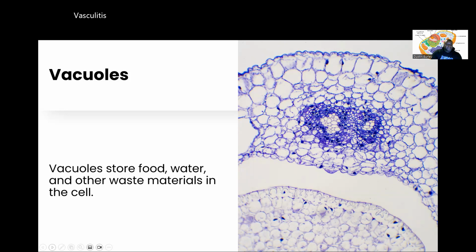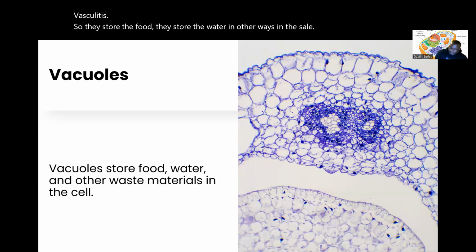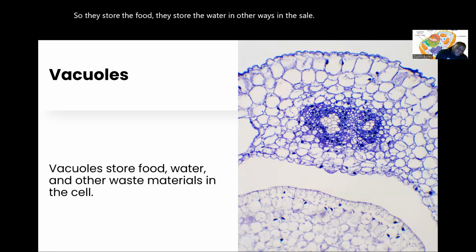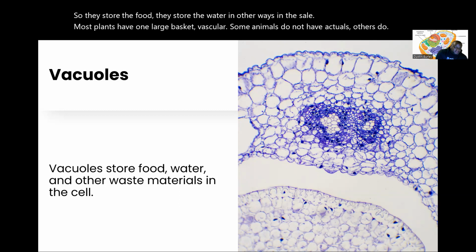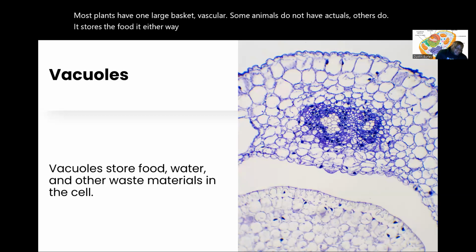Vacuoles. So they store the food, they store the water, and other waste in the cell. Most plants have one large vacuole. Some animals do not have vacuoles, others do. It stores the food and other materials needed for the cell, and it also can store waste.